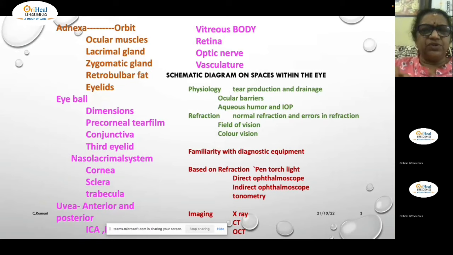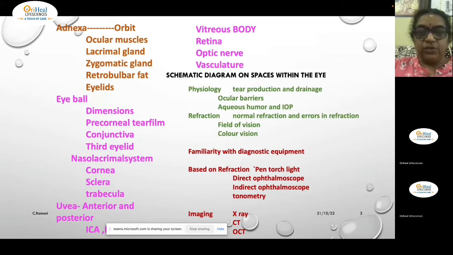Then there are some spaces also inside the eye. All these spaces are also very important. We will go through that. And basics on physiology: tear production and drainage and ocular barriers, then aqueous humor and IOP. All this we will study under physiology.